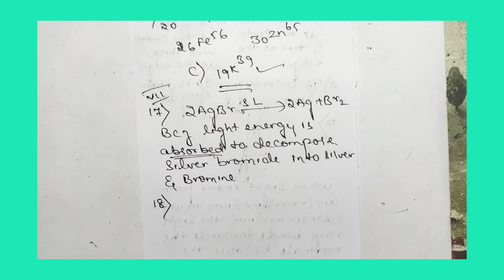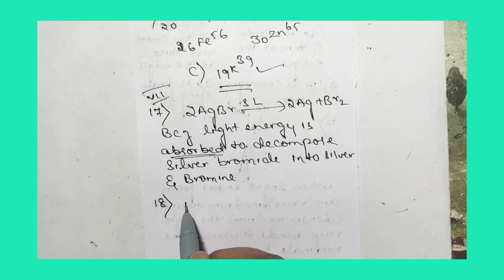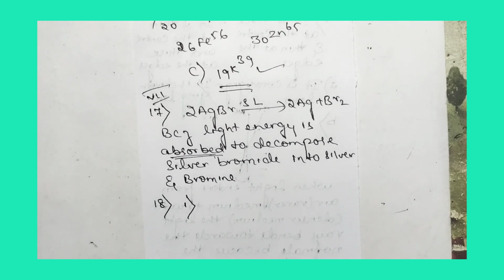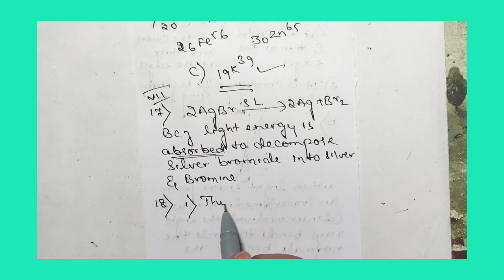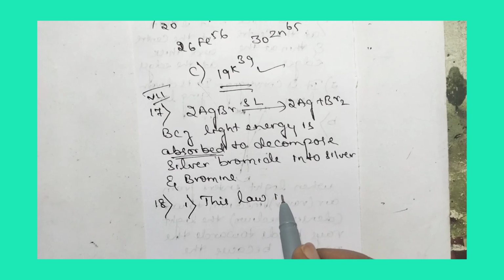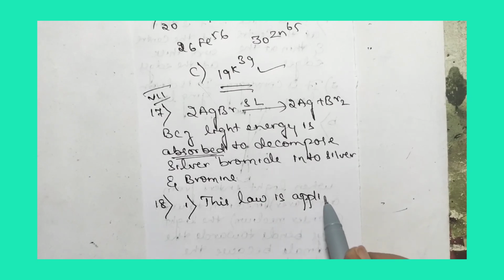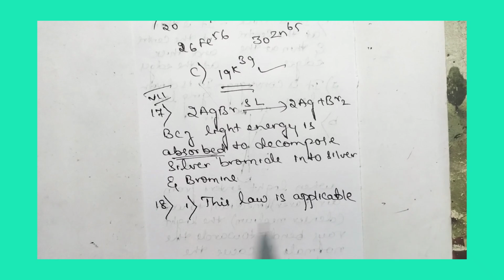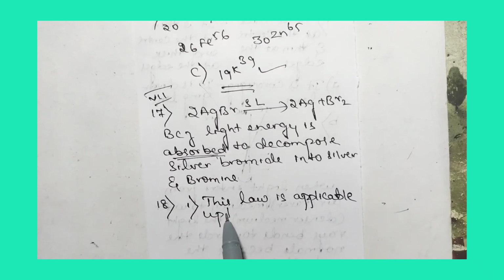So energy is absorbed. Next, question 18: mention two limitations of Newland's classification of elements. Now let us write the two demerits or disadvantages, that is, limitations of Newland's. The first limitation is that Newland's law is applicable only up to calcium.